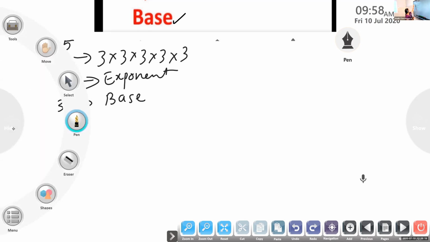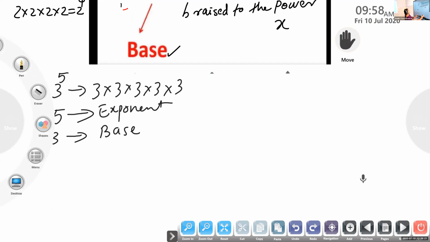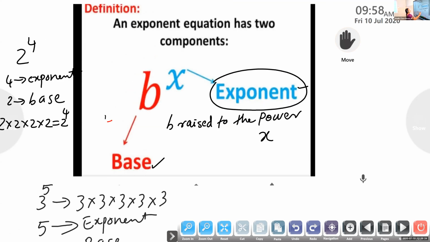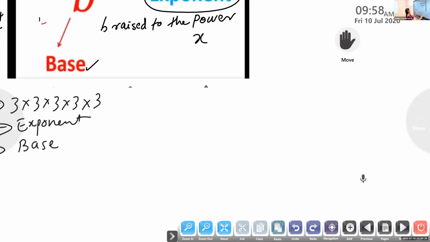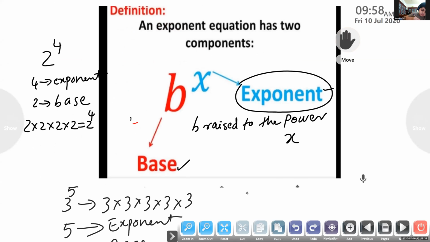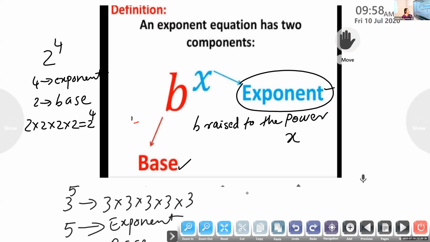Okay. All of you write this one. Write the definition of an exponent. If anybody didn't write, write. An exponent equation has 2 components, b raised to x. Then put an arrow for x, write exponent. x is the exponent, b is the base. Varada, did you write? Yes, ma'am. x is the exponent and b is the base.